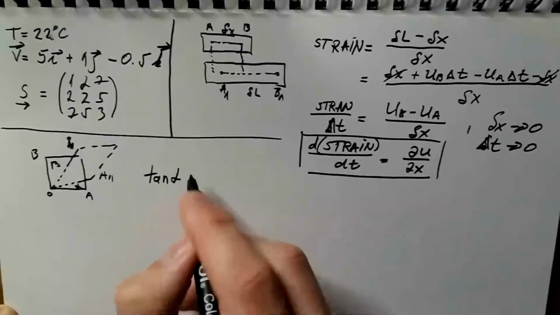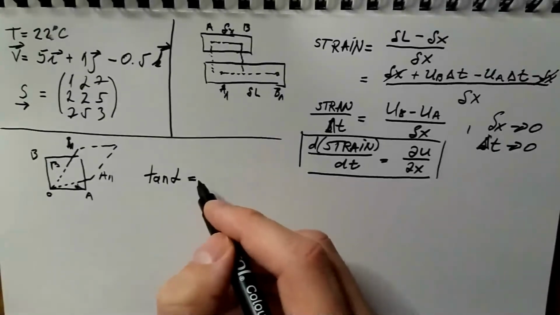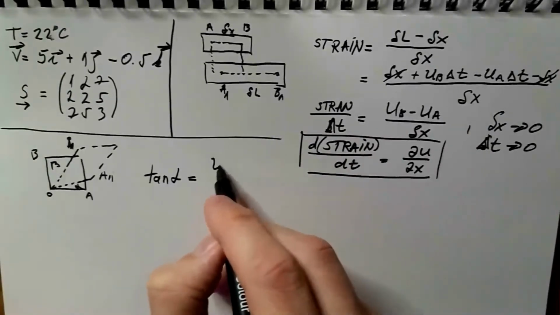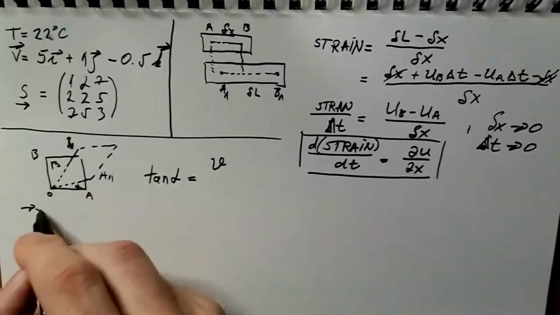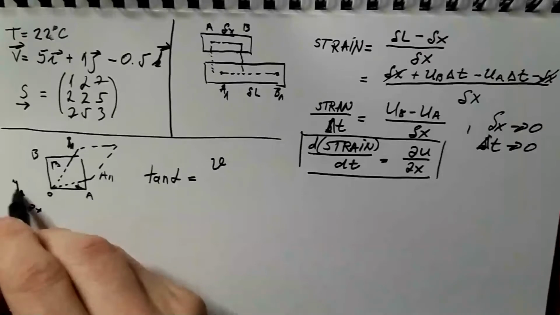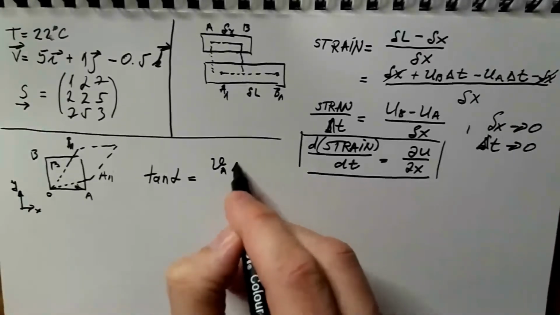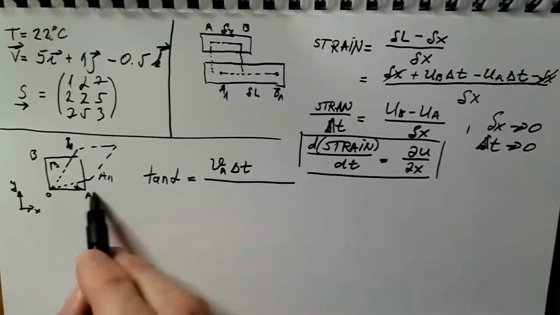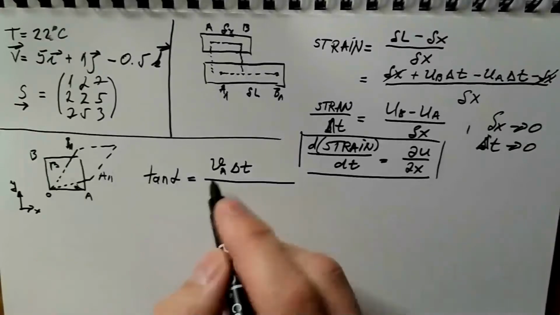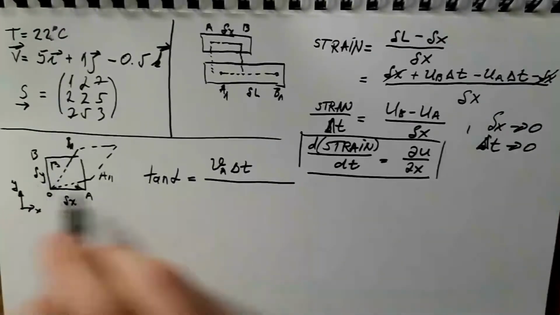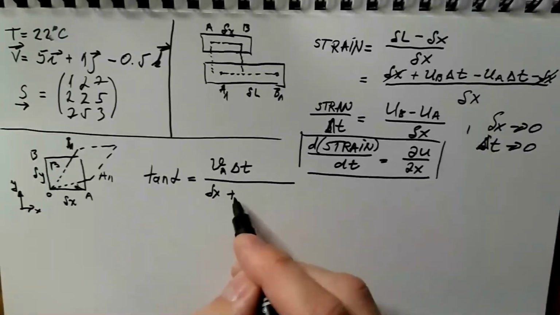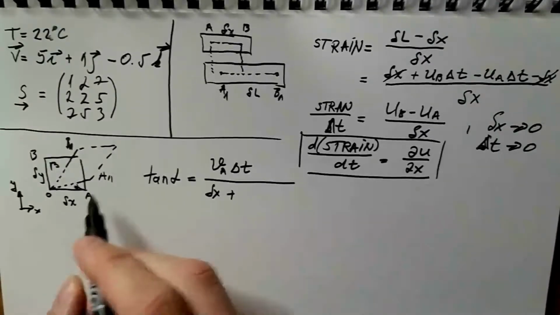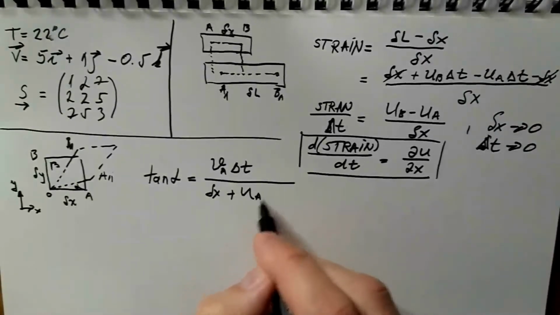Tangent of this angle alpha is the opposite side, and the opposite side is velocity v. So if this is my x direction and this is my y direction, it is velocity v of point A in time delta t, divided by the adjacent side. Well, what is the adjacent side? It is the original distance. Let's say this is delta x, this is delta y. So delta x plus the amount by which this point A moved towards the right, and this is uA delta t.